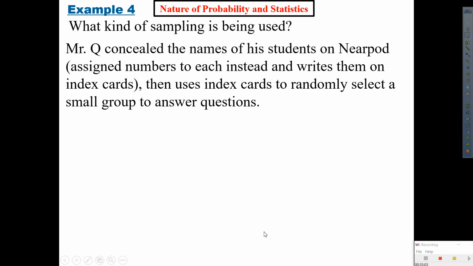Look at this one. Mr. Q concealed the names of students and used numbers with index cards. Then use the index cards to randomly select a small group to answer questions. So you know what kind of sampling that is. Leah, what kind of sampling is that? Random, that is correct. Even the word is in there.